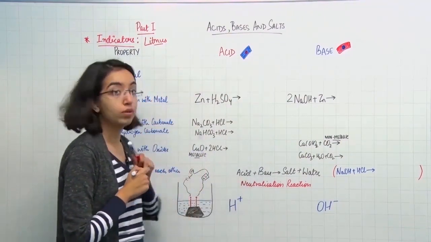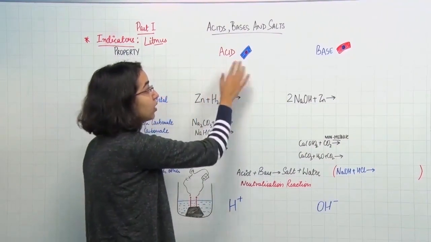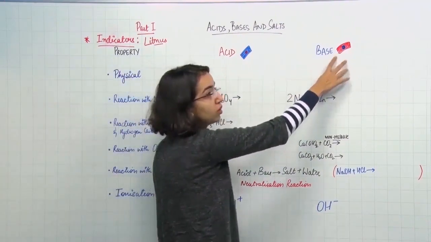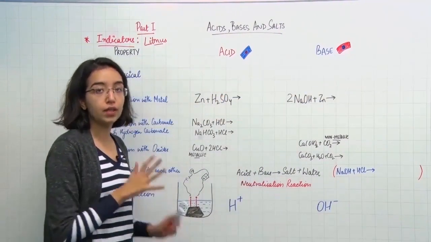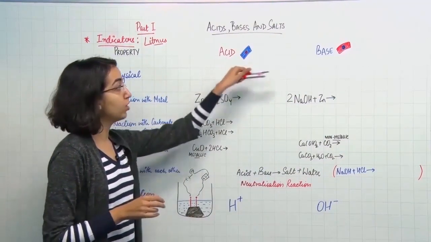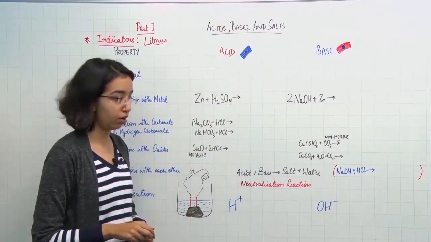So that is how we will define acids and bases. Acid is anything that turns a blue litmus paper red, and base is anything that turns a red litmus paper blue. So these are the two substances that we will be discussing in today's class. They do react together to form the third compound, salts, but we will be discussing more about that later on.